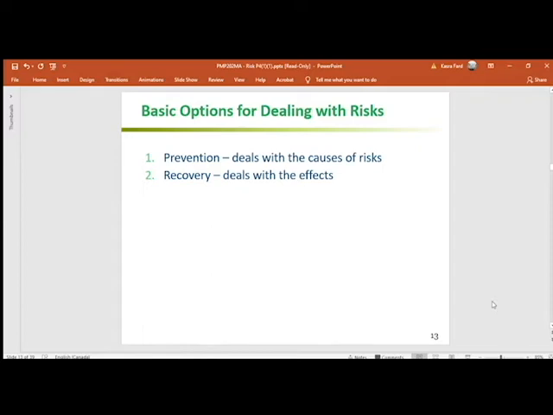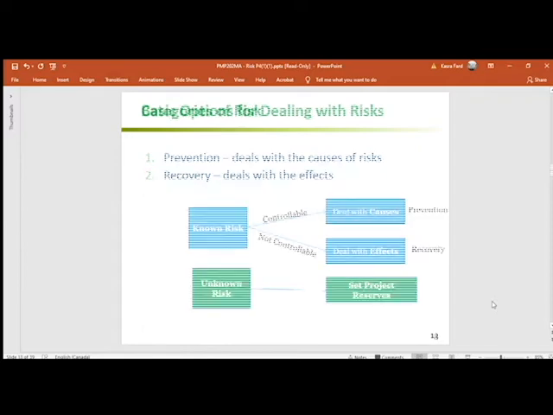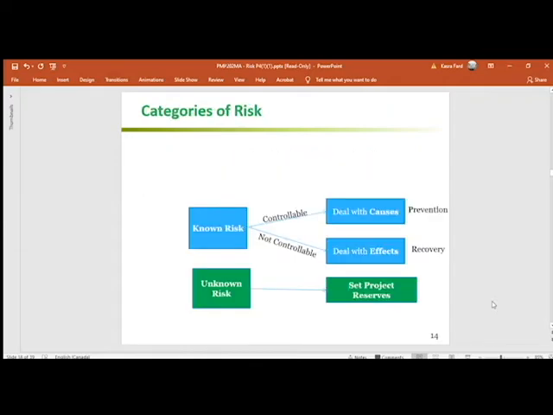Now, in terms of known risks, we have controllable and non-controllable risks. In controllable risks, these are the risks that we can identify their causes. These are the risks that we can prevent to some extent or completely from happening. But if it is a non-controllable risk, then we have to deal with its effects. We have to recover from it. So we require recovery strategies for it.